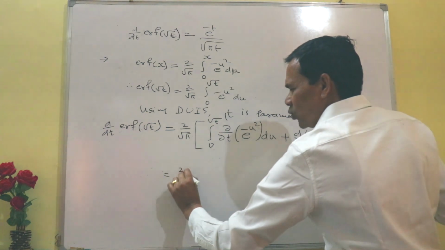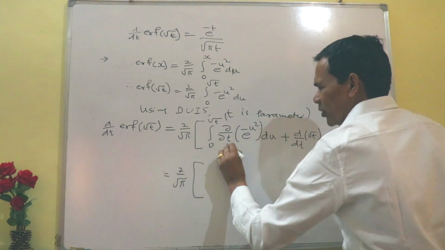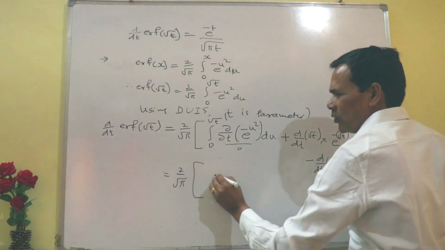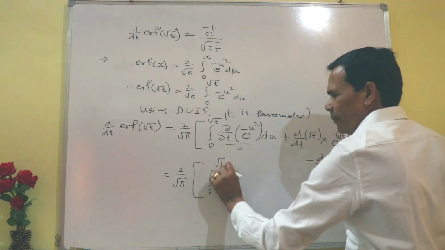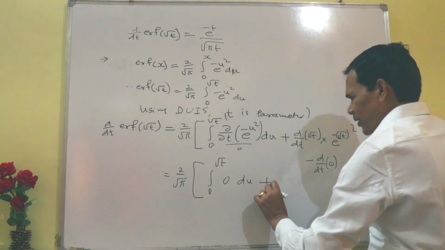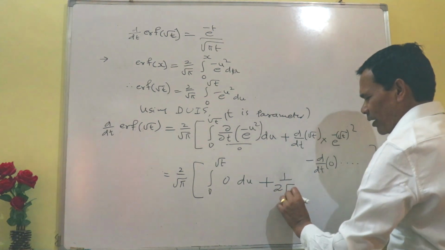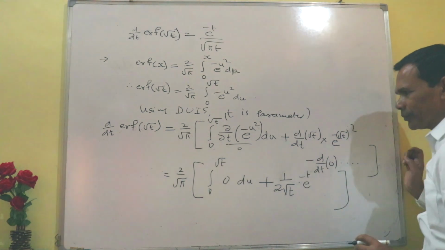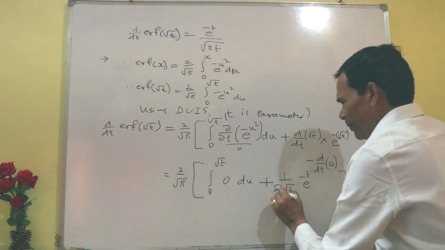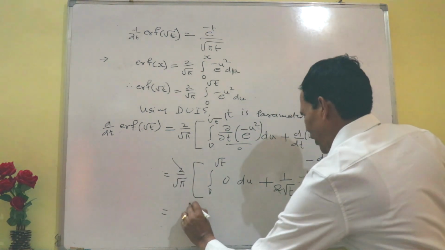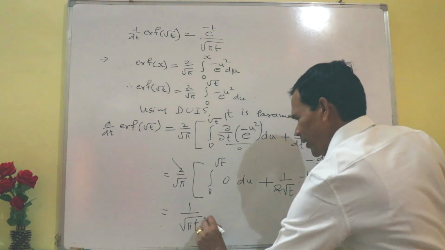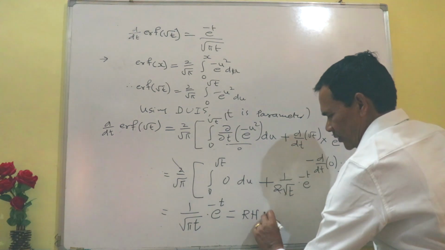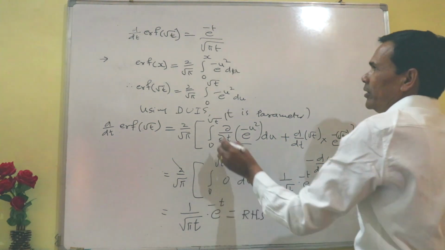So you are getting 2 upon root pi, the next step, so this would be 0 because e raised to minus u square is independent of t, and the partial derivative with respect to t would be 0. So 0 to root t, this is 0 into du, plus this is the derivative of root t, which is 1 upon root t, into e raised to minus t, and this 2 gets cancelled, and you are getting 1 upon root pi into t e raised to minus t. That is what is required here, that is the RHS. So this is the way you can find out these things.